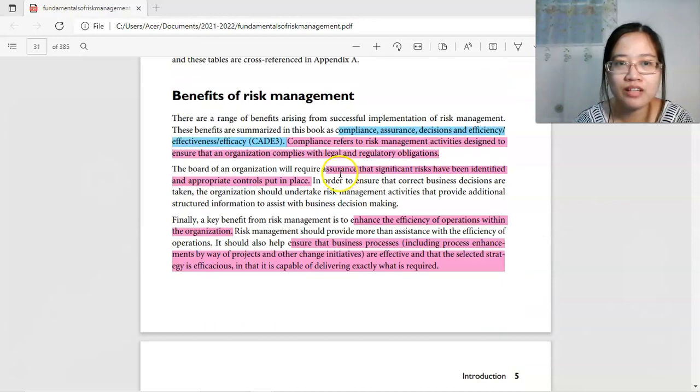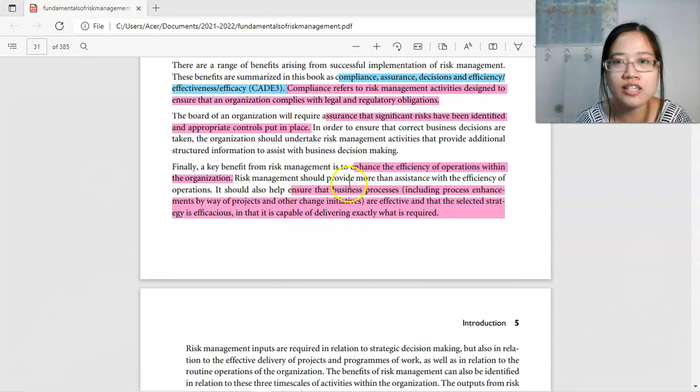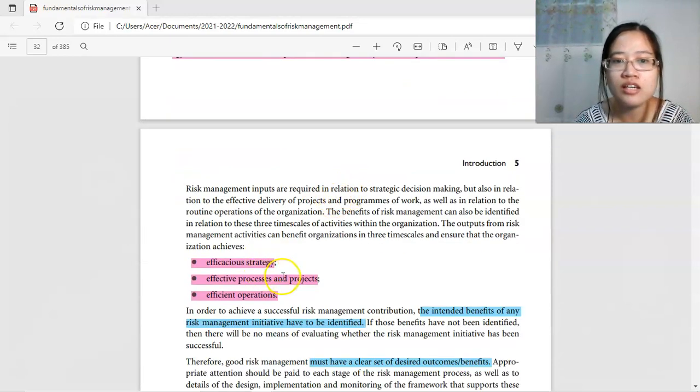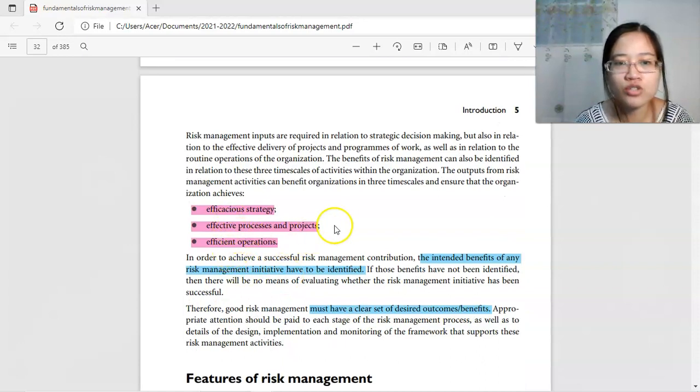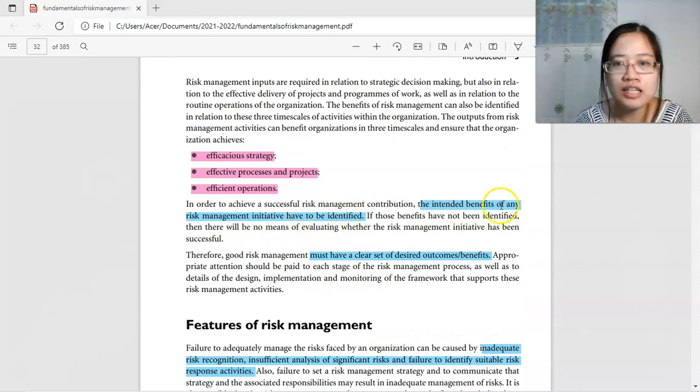Okay? Ayan, yung tatlo. Again, ito yung 3D, benefit ng risk management. So, aside from compliance and assurance, itong tatlo, efficiency, effectiveness, and efficacious strategy. The intended benefits of any risk management initiative have to be identified.